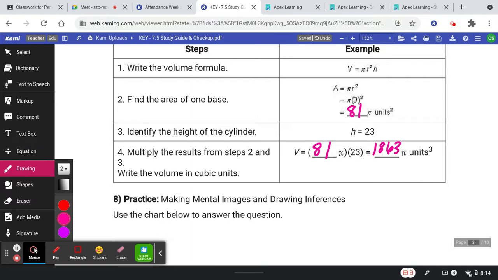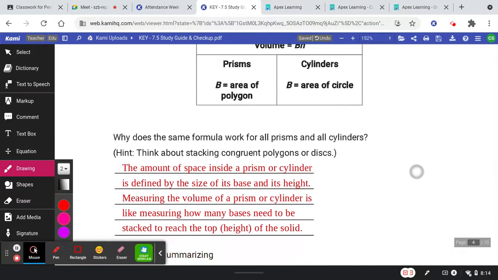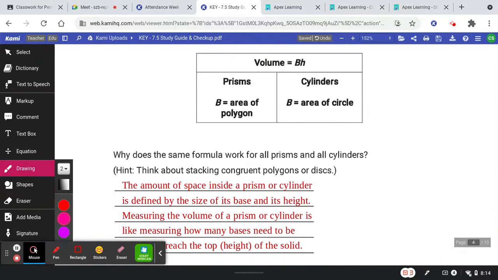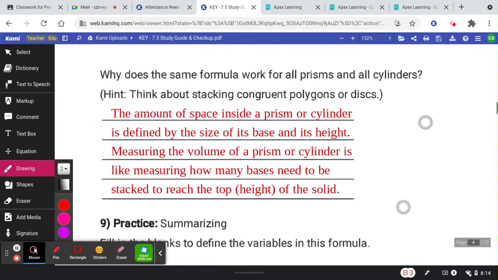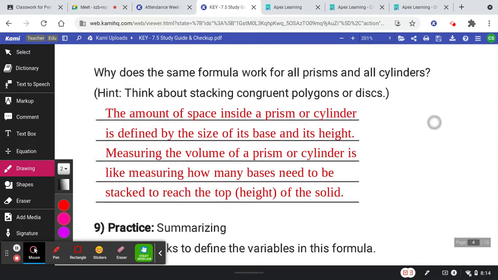Signal me if you need more time on that guy. All right, so volume equals the base times height. Prisms, the base area is the area of whatever polygon is on the base. Cylinders, it's the area of the circle. So that's the only difference. Sometimes your bases are different. So why does the same formula work for all prisms and cylinders?